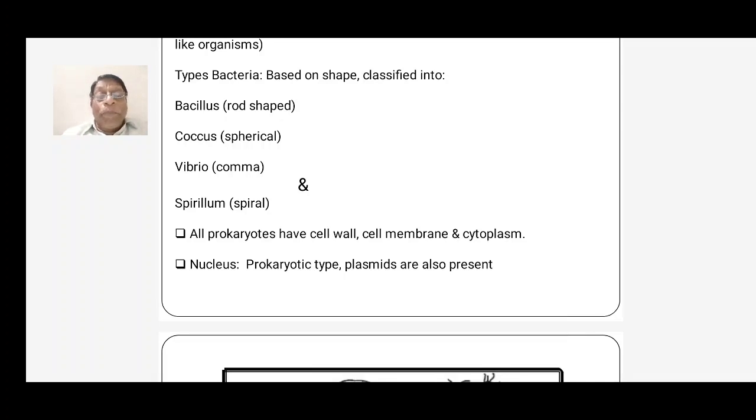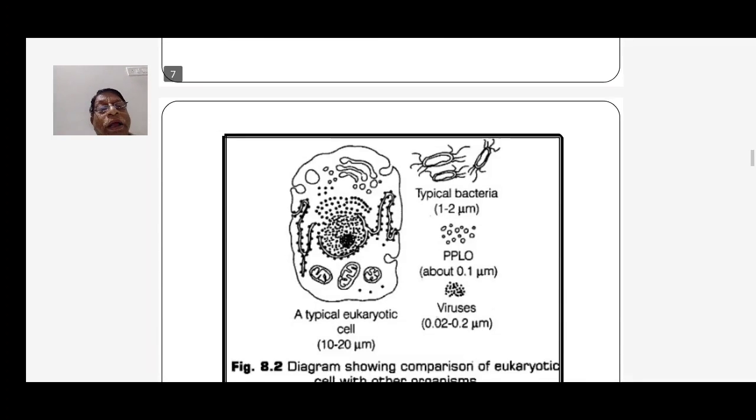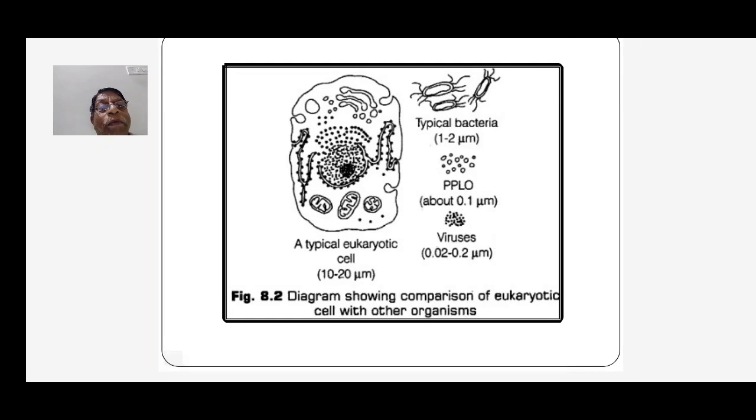So, here is a very important point: genomic DNA is there, along with that plasmid DNA is there. See the diagram of a typical eukaryotic cell and different types of bacteria. We discussed just now. See the diagrams of different types of bacteria. Okay.